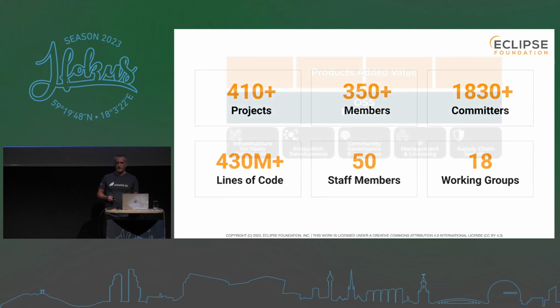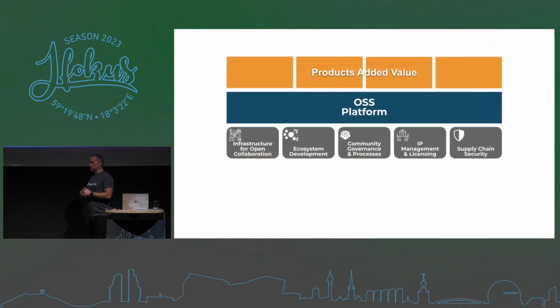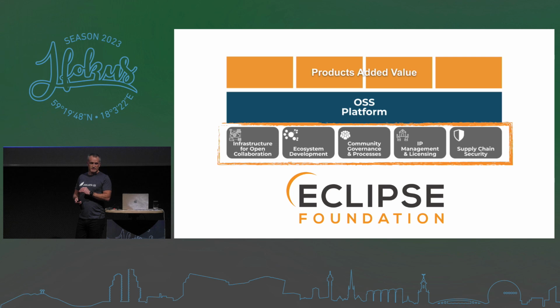And lots of members. If you look at projects at the Eclipse Foundation or another open source foundation, you have the open source, that blue in the middle, where members or vendors come together to collaborate on doing something common. And then you compete on the yellow, the value added on top of it. And the Eclipse Foundation provides all the services around it. And down in the corner here you can see the supply chain security, so we take care of that as well.